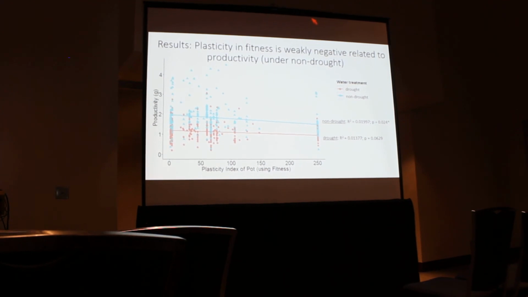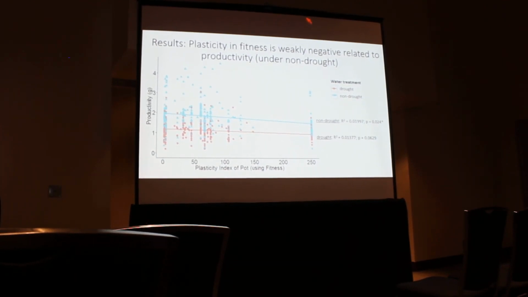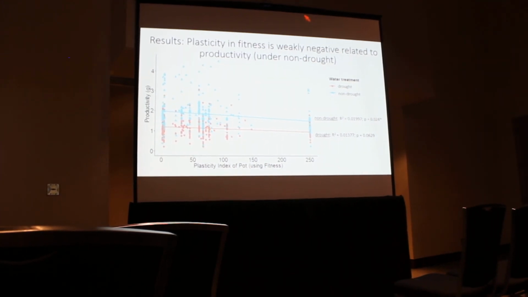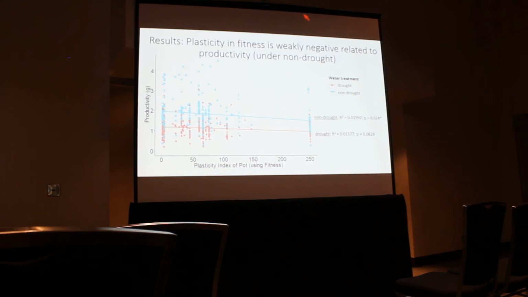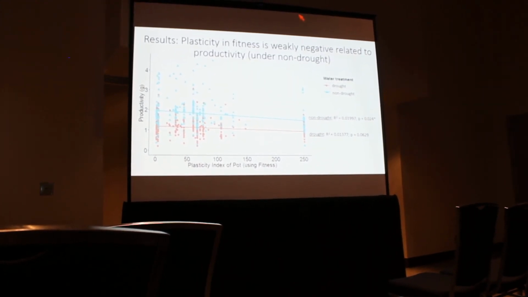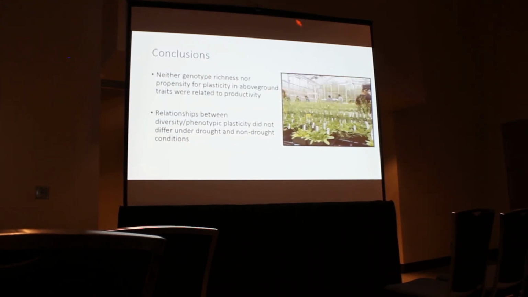And then when we look at plasticity in fitness, we actually see a very weak but significant negative relationship between that and productivity. And this actually, if you stop to think about it, makes sense. You wouldn't expect there to be strong selection for fitness to be very different across the different environments. So something not what we expected to find.